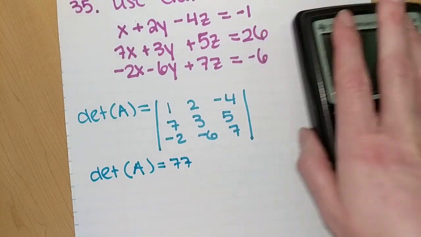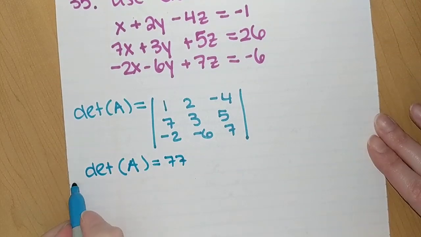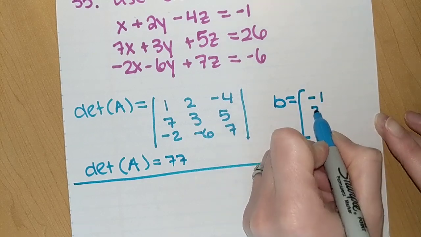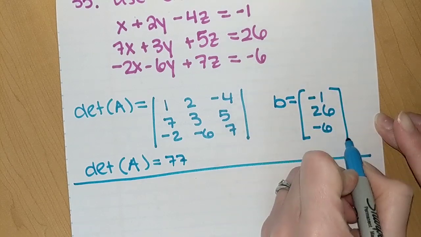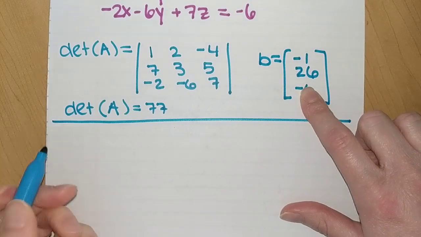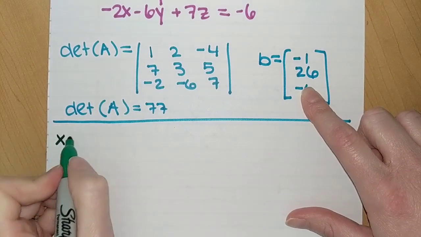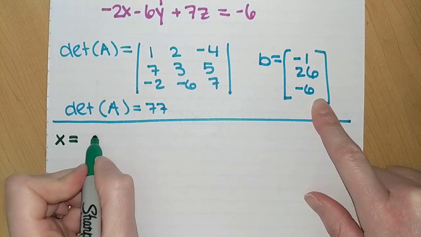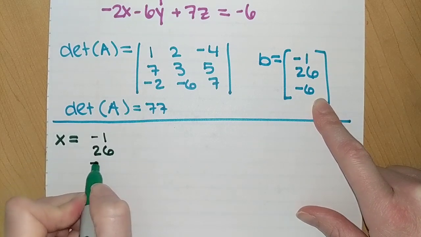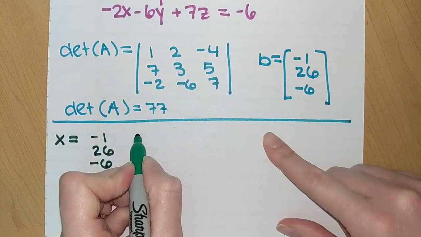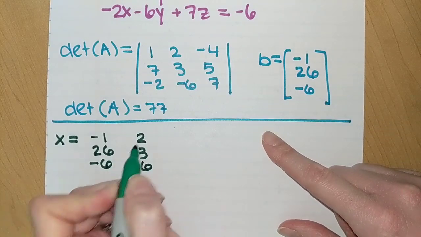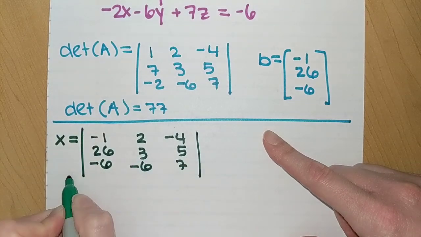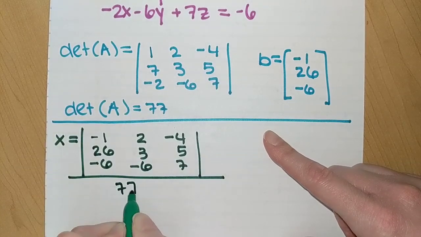Okay, so now to use Cramer's rule, we have that our constant vector is -1, 26, -6. So for x, what we're going to do is take and replace column 1 with that vector. So it's going to look like -1, 26, -6, and then the rest, column 2 and column 3, will be the same. We'll compute that determinant and put that over 77.